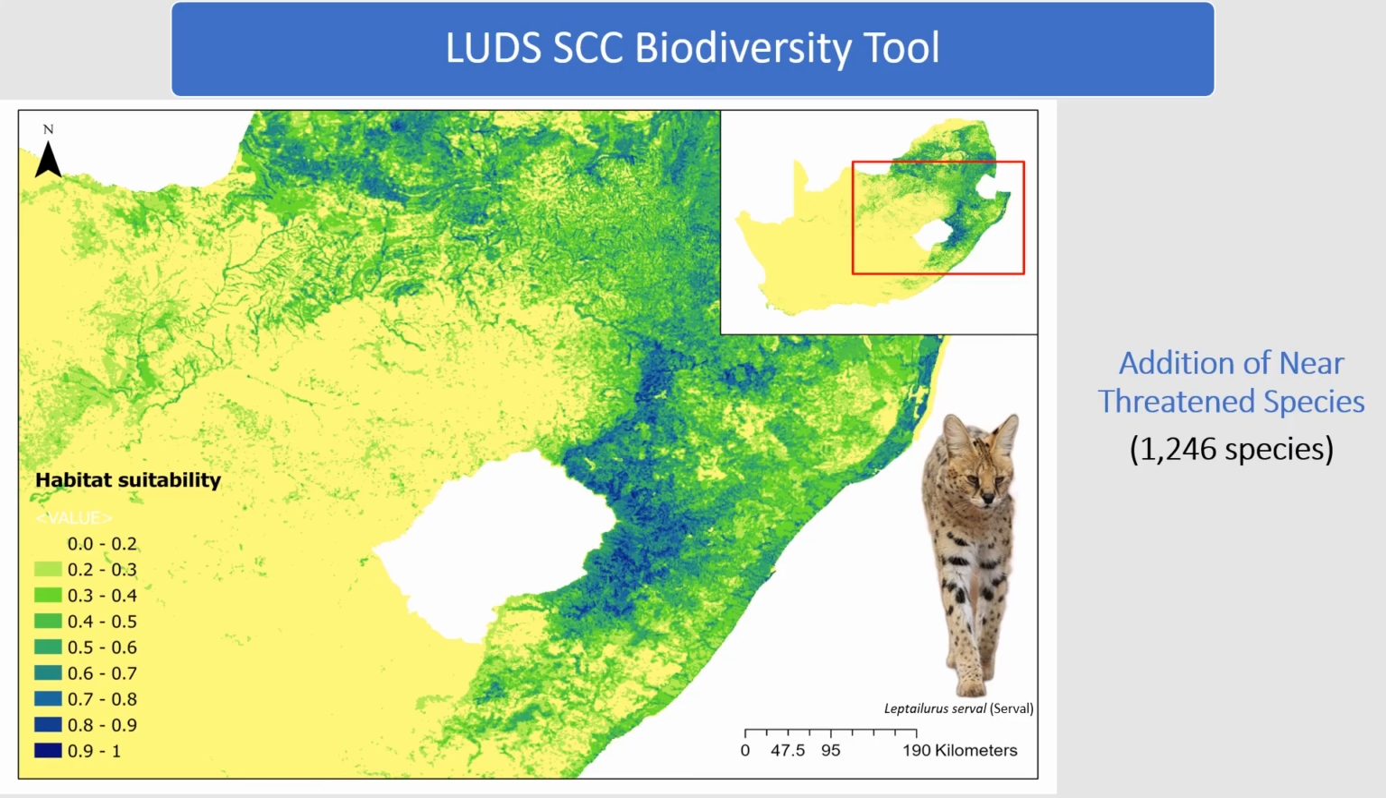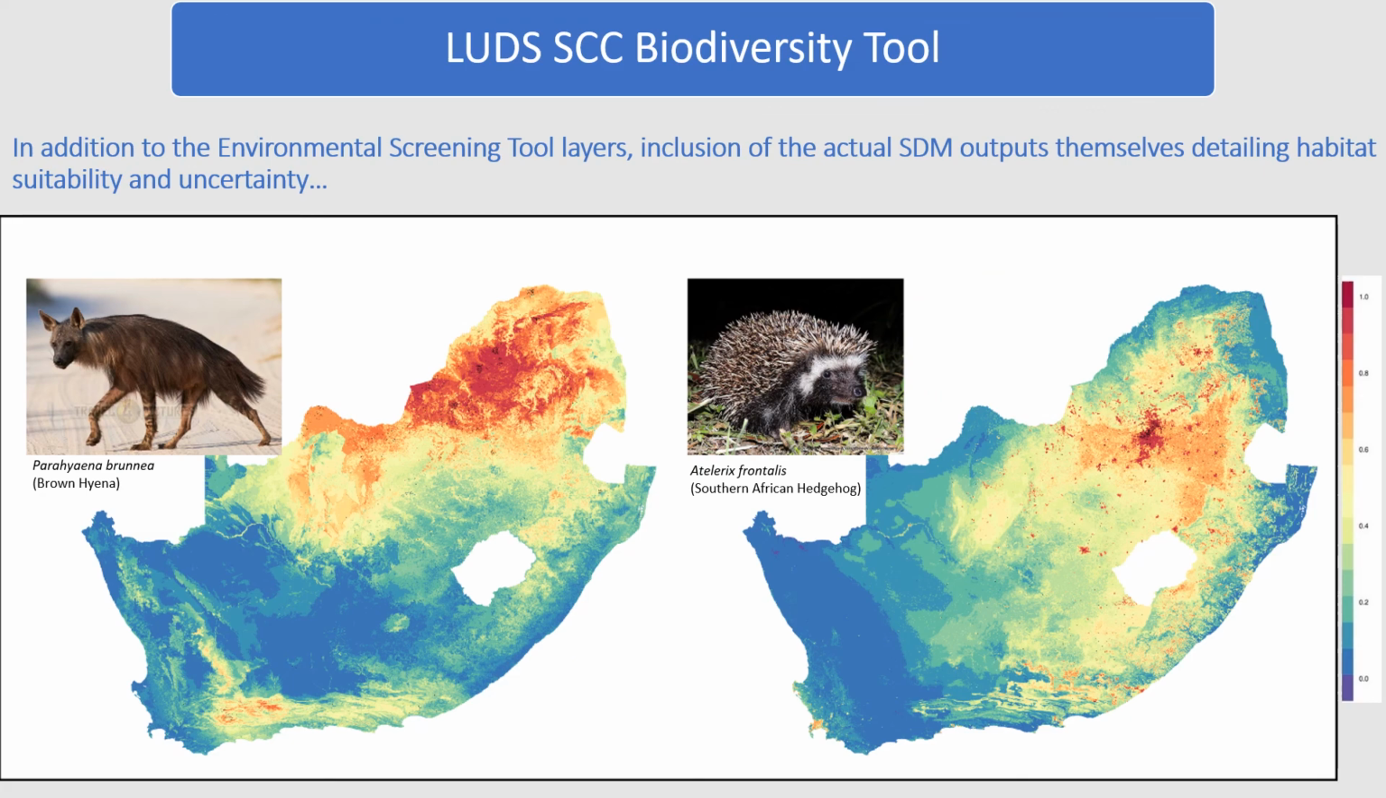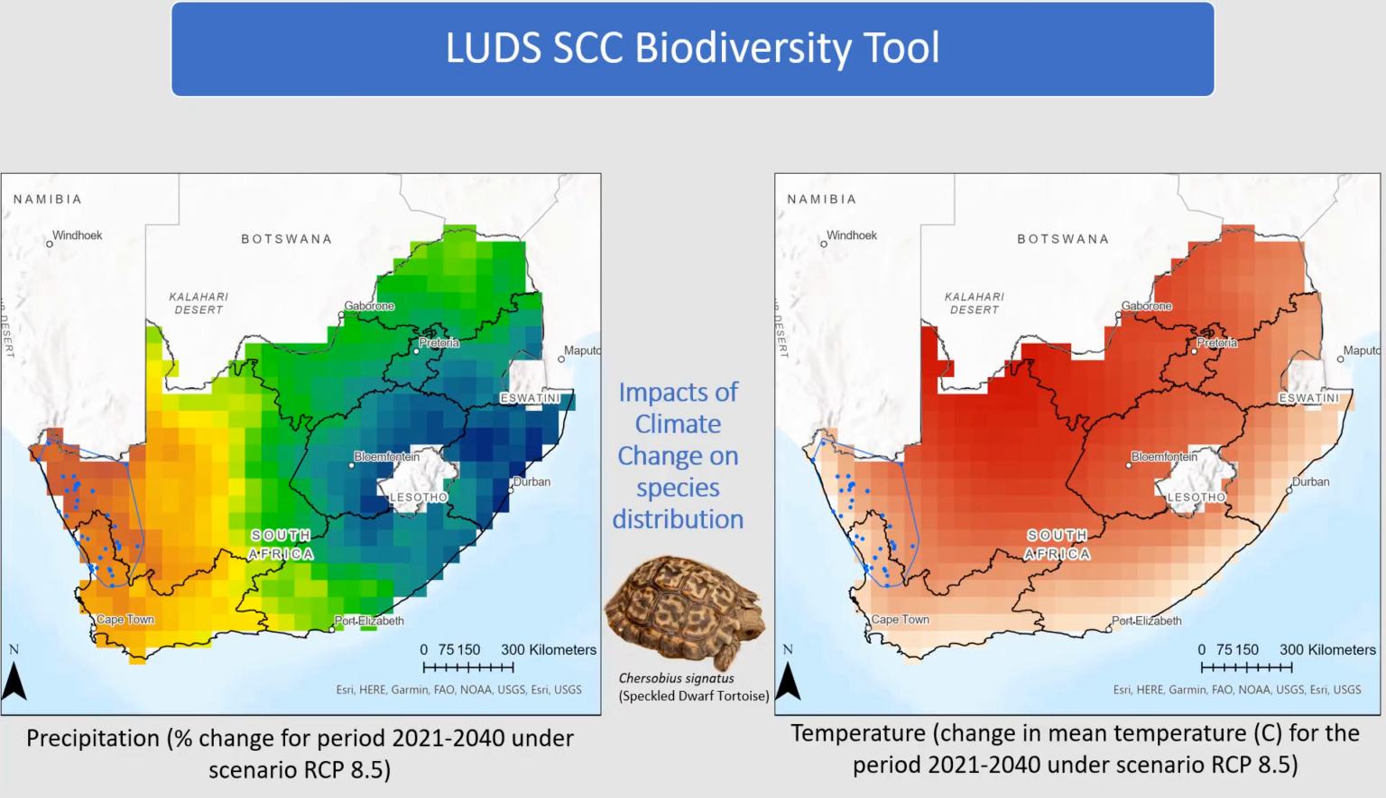Aside from distribution data on all species present in the screening tool currently, it also includes near-threatened species. This will add over 1,200 additional species into the tool's database. In addition to the layers included in the screening tool, our new tool includes the actual species distribution modeling outputs where available. Thus, the user can visualize and explore for themselves the habitat suitability and model uncertainty for each species. Finally, we are also looking to incorporate into the tool distribution modeling under different climate change scenarios for those species which are likely to be impacted by the inevitable changes we will see in the coming decades.